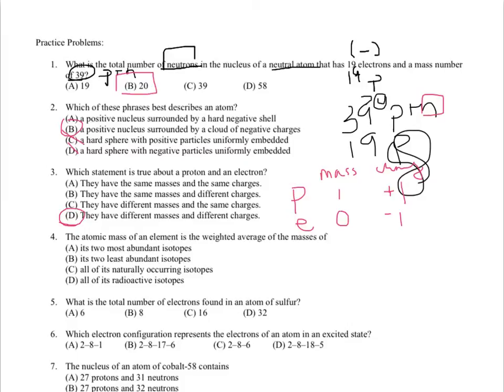The atomic mass of an element is the weighted average masses of all the naturally occurring isotopes. This is a simple definition. You'll find it in the major understandings.